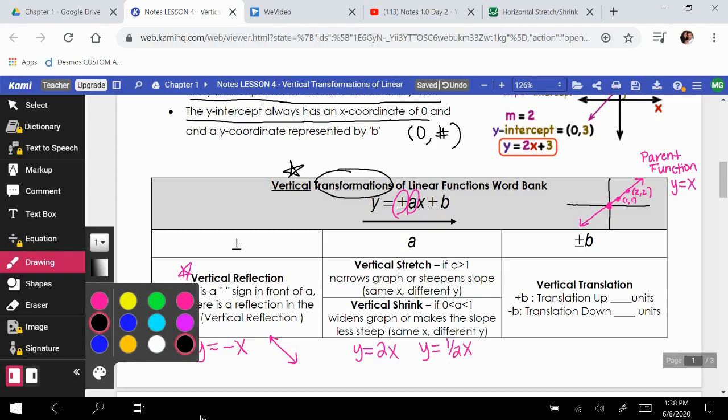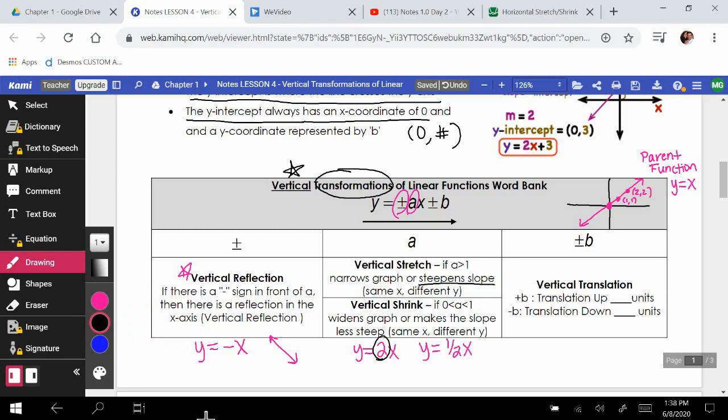Like here, if the number is bigger than 1, like 2 is bigger than 1, then what's going to happen to the slope? The slope's going to steepen, right? It's going to become steeper when a is bigger than 1. Now, if a is between 0 and 1, what's going to happen to your graph? It's going to flatten out, right? The slope is going to make it less steep. It's going to flatten out.